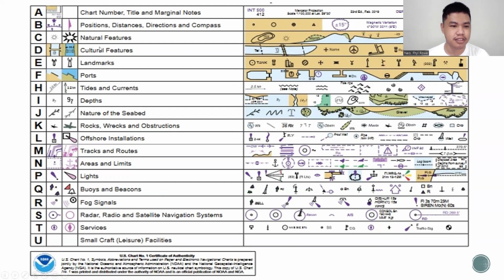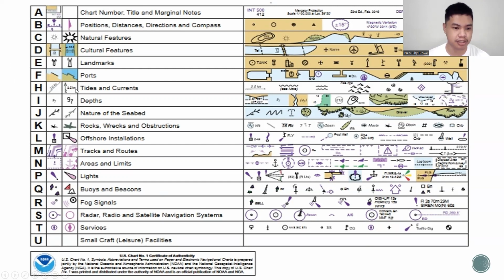For example, the symbol for the natural features. So this is natural features, then this is on land or on water. Then the landmarks, which look like, you can say, a lighthouse. And the ports are like the ports in the sea. And the tides and currents. So these are the different symbols of the tides and currents.